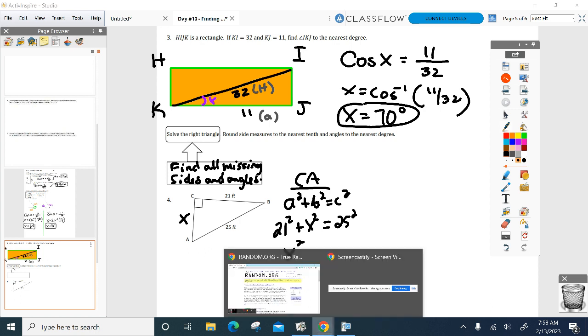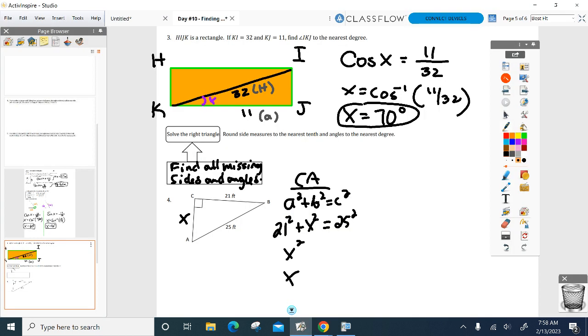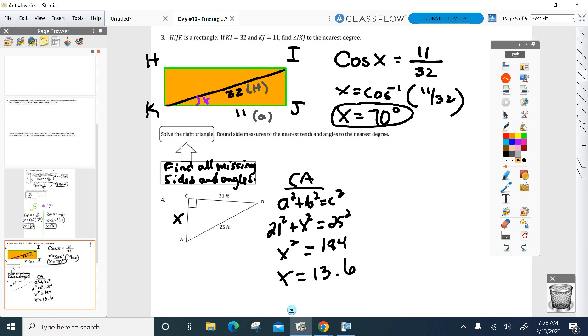All right, nearest tenth, what do you have there? Just checking our rounding. 13.6? 13.6, yep. We get x squared was equal to 184. Take the square root. All right, good deal. All right, up to you. I'll let one of you make the call.